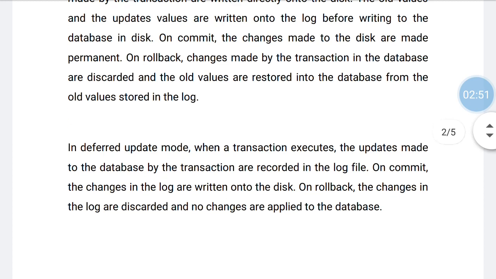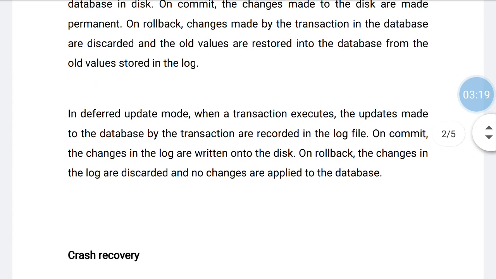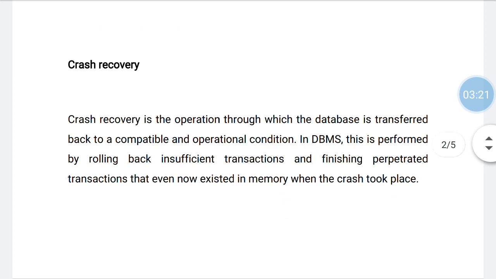And in deferred update mode, when a transaction executes, the updates made to the database by the transaction are recorded in the log file. On commit, the changes in the log are written onto the disk. On rollback, the changes in the log are discarded and no changes are applied to the database. So these are immediate update and deferred update.